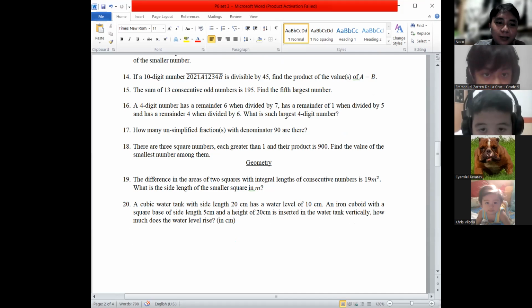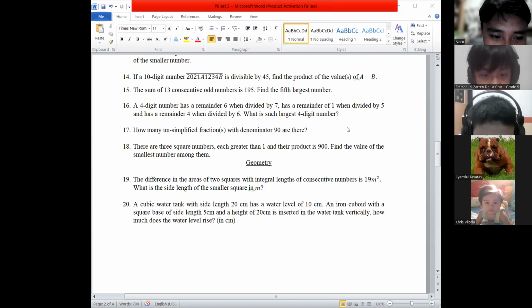Oh, this one. We had this in sets, right? Section 2. A 4-digit number has a remainder of 6 when divided by 7, and a remainder of 1 when divided by 5. So as you can see, we don't have a common difference anymore. Meaning we need to find the base number, the smallest number that would satisfy all of these conditions. Let us see.